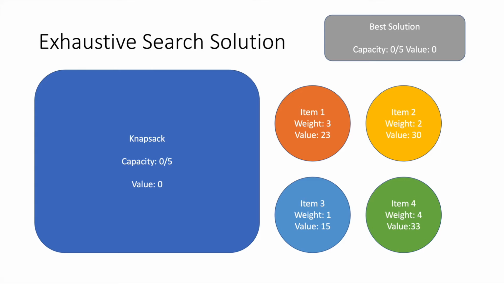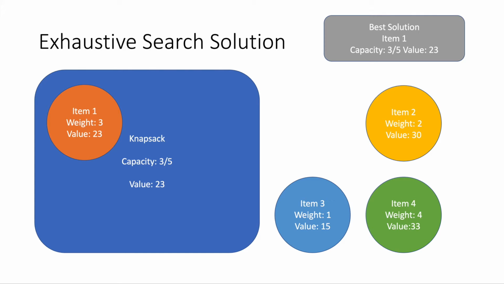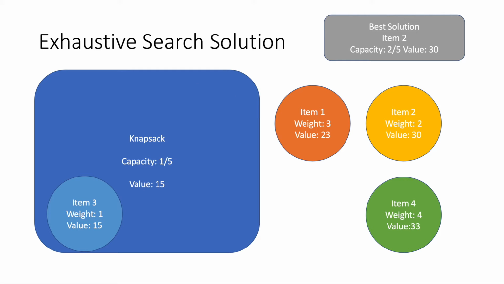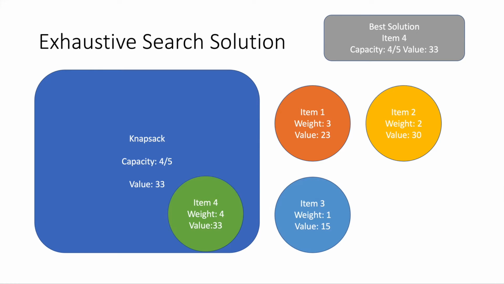The next possible solution would be the solution containing just item 1. This uses 3 of the knapsack's capacity and has the value of 23. The next possible solution would be just containing item 2, which uses less capacity, only using 2, but has higher value, so this will become our new best solution. The next possible solution would be just containing item 3, which is a weight of 1 and value of 15. And the next one to consider would be item 4, which is a weight of 4 and a value of 33. This is now the best solution we found so far.